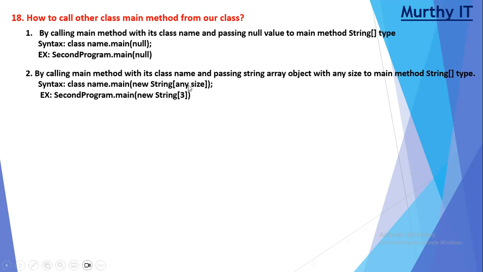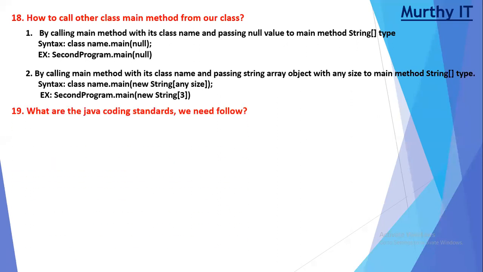A string array object of any size. So here, the same second program. By using null, or by passing a string array object, a new string array of 3, you can follow either of these ways anyway.